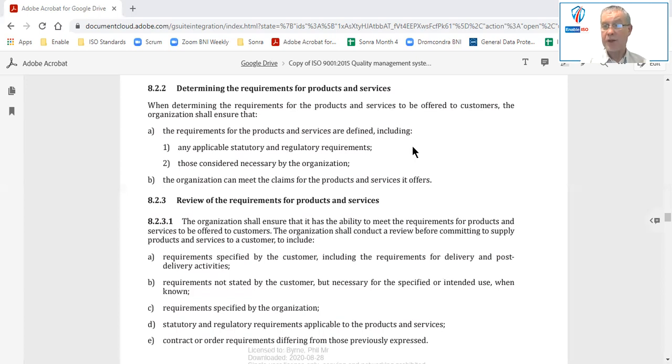So in summary then, we don't just look to the customer. We have to take these other sources and add them in when defining customer requirements, whether the customer cares about them, knows about them, or also insists on them, we must include them as well. So this is clause 8.2.2, determining the requirements for products and services.